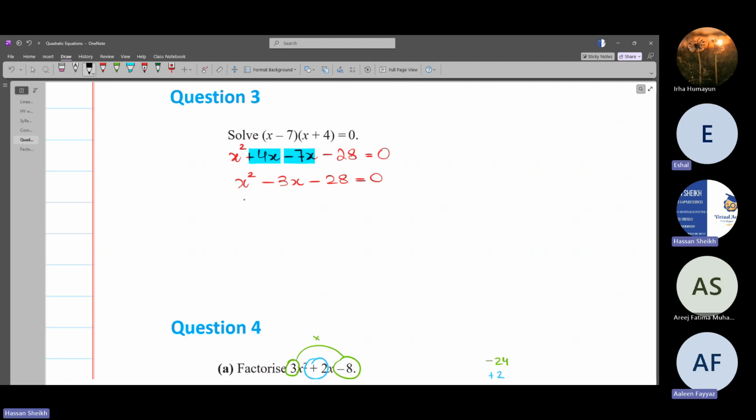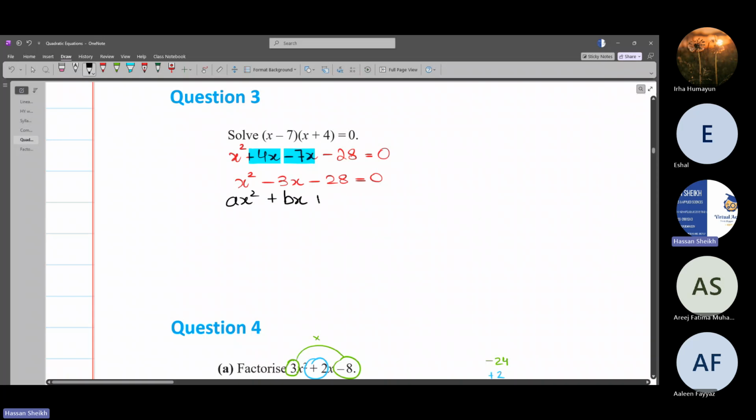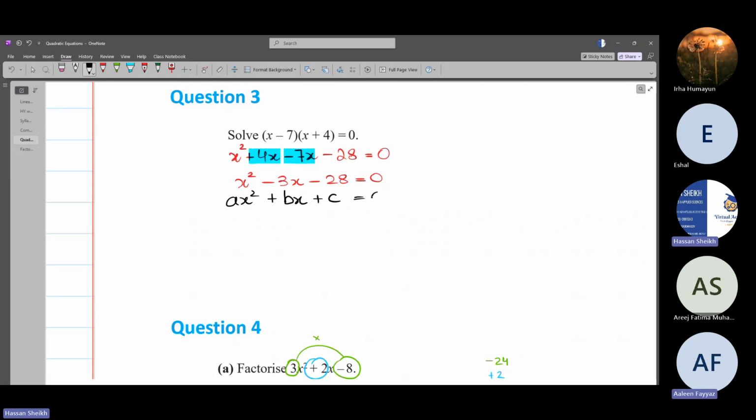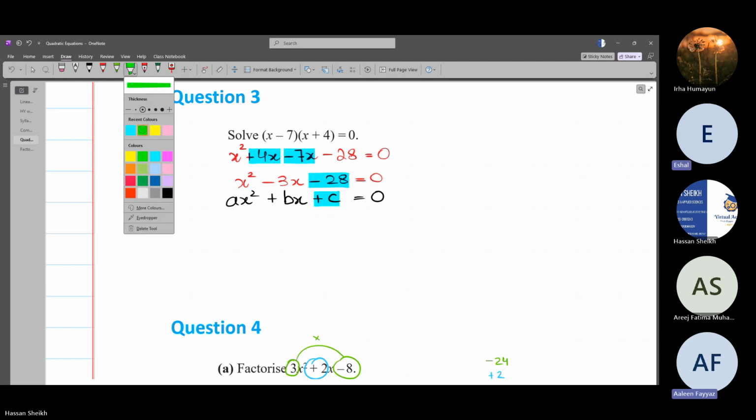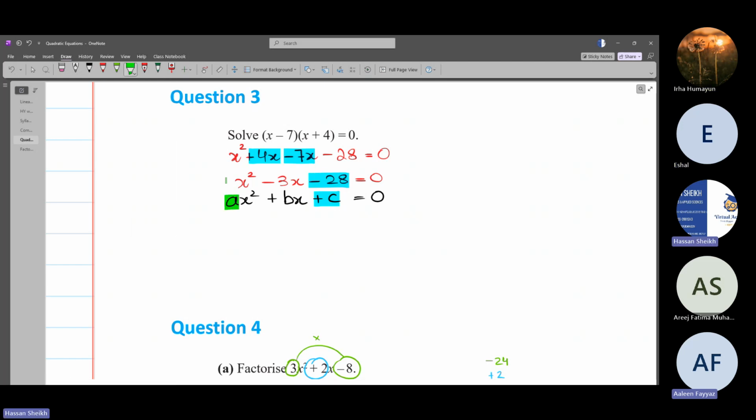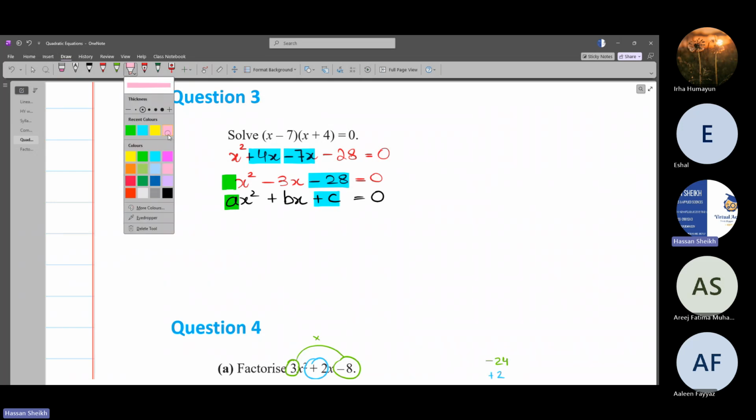Now, is it a quadratic equation written in a standard form? Did we convert it into a standard form? Yes. Very well done. Now, what are the values of A, B, and C? 1, minus 3, and minus 28. Exactly, 1, minus 3, and minus 28 are the values of A, B, and C.